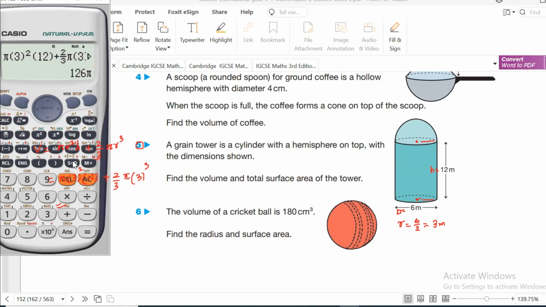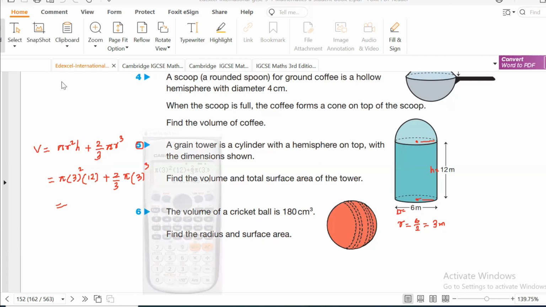Which is equal to 395.8. So we can say that 396. That is the answer, 396, and it is meter cube. So that is the volume.